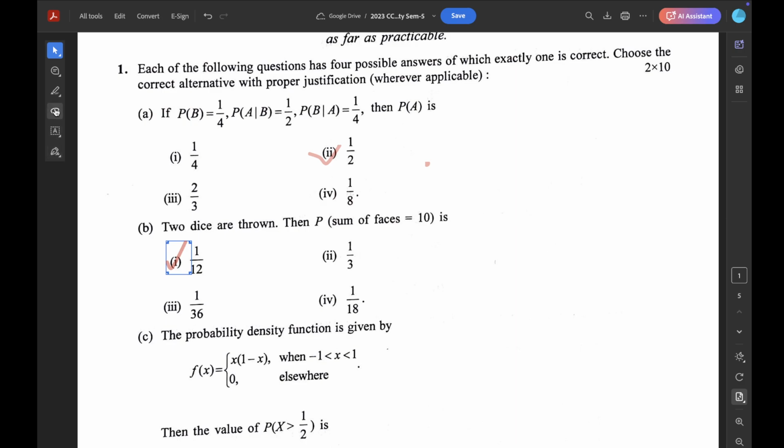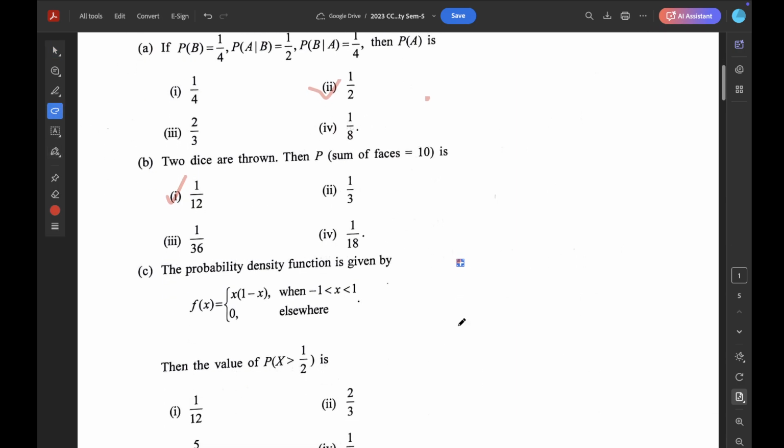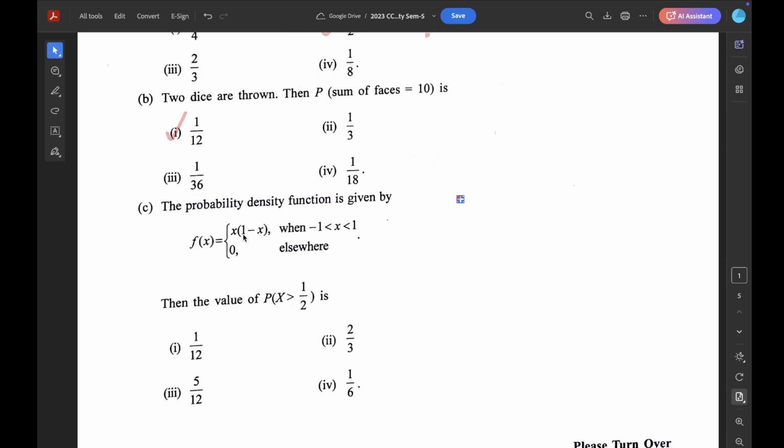Next, question 1c. The probability density function is given by f(x) equal to x into bracket 1 minus x when minus 1 less than x less than 1, f(x) equal to 0 elsewhere. Then the value of the probability of the event x greater than half is what?